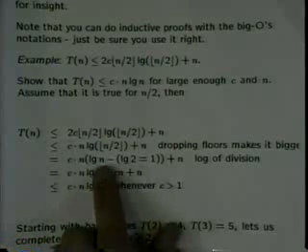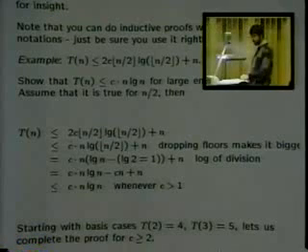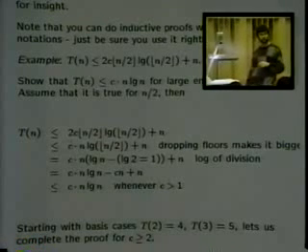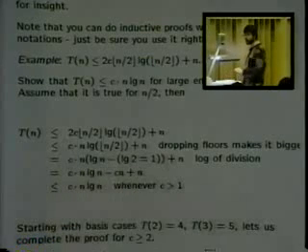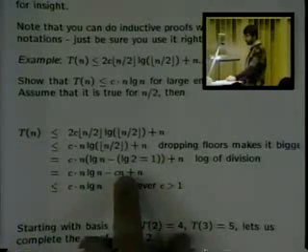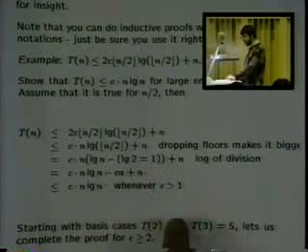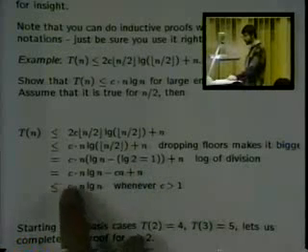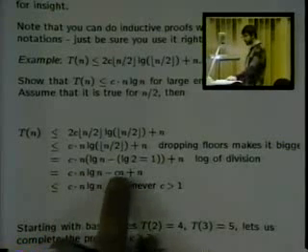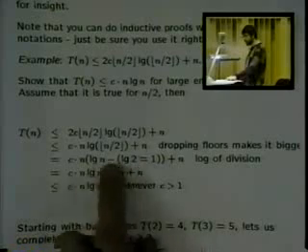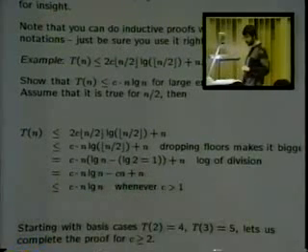Now we want to work on the log of n over 2. By using your formula, the log of a over b is the log of a minus the log of b. The log base 2 of 2 is 1. So now we're reduced to saying that this thing is less than or equal to some constant times n log n, minus some constant times n, that's the c n times 1, plus n, that term here.